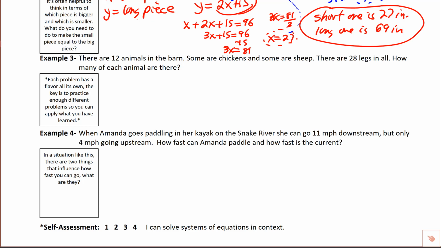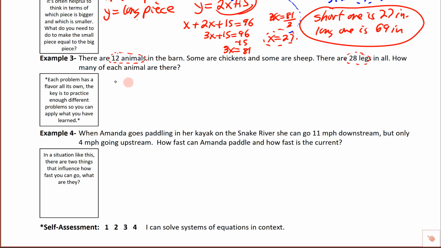So let's take a look at this one. I want you to notice that there are two numbers here. This number right here represents how many animals there are, and this number right here represents how many legs they have. So we're actually going to have two equations here. One is going to be about the number of animals. The other one is going to be about the number of legs.